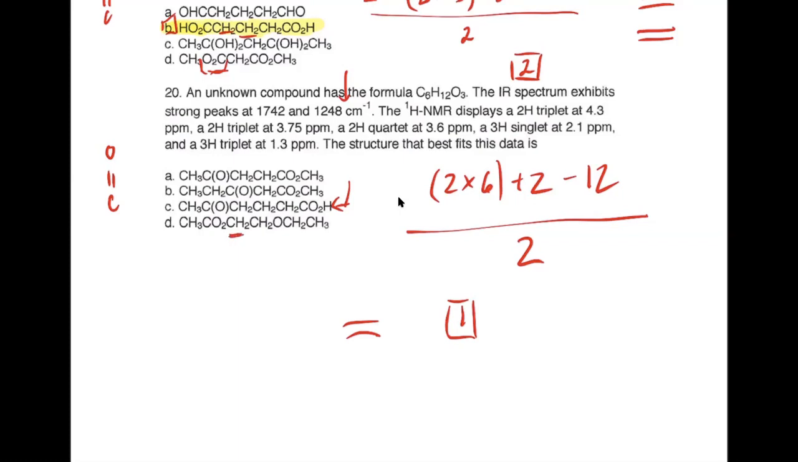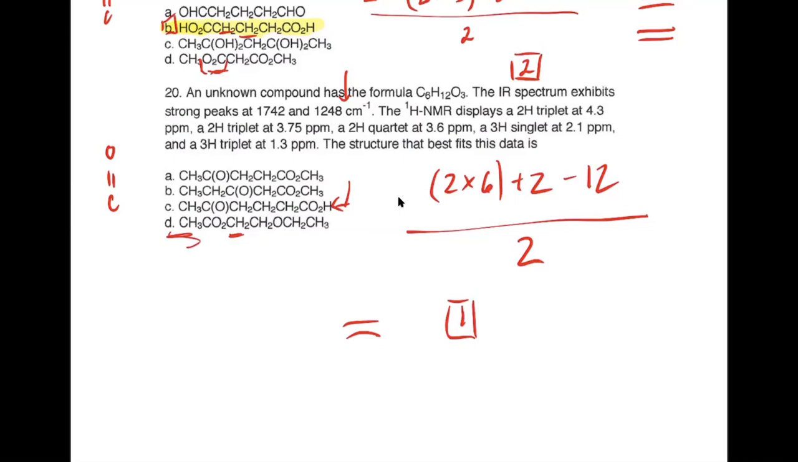And then we have a 2H quartet. That's a CH2 as well. It's going to be next to a CH3. That's a quartet. And then we have a 3H singlet at 2.1. So that's going to be your ordinary CH3 group that's connected to something that does not have any protons, because it's a singlet, right? And so that's confirming D right now.